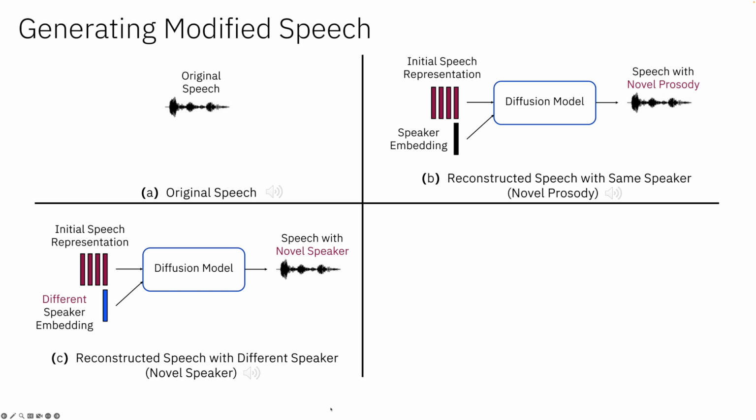In the third level, we change the speaker embedding that is fed to the diffusion model. So the synthetic speech contains the same content, but in a different speaker's voice.